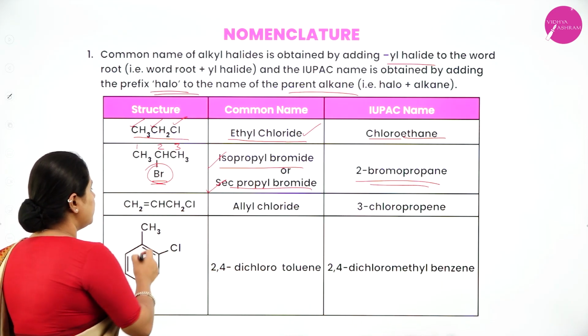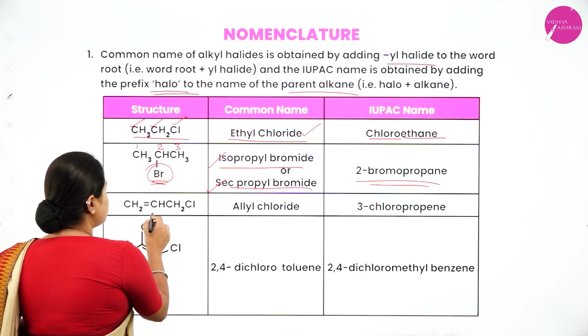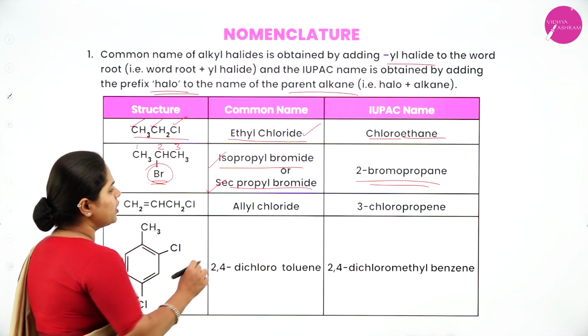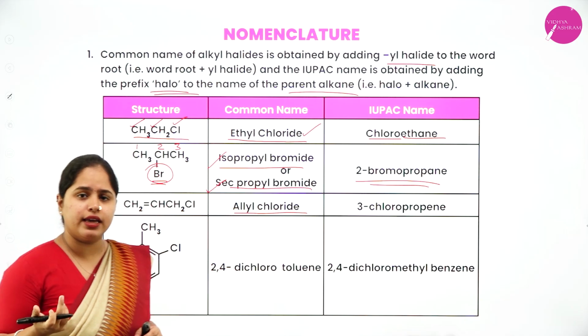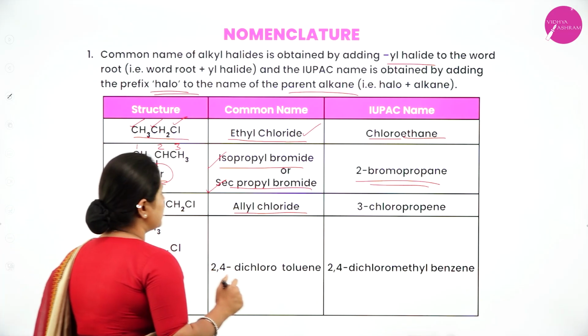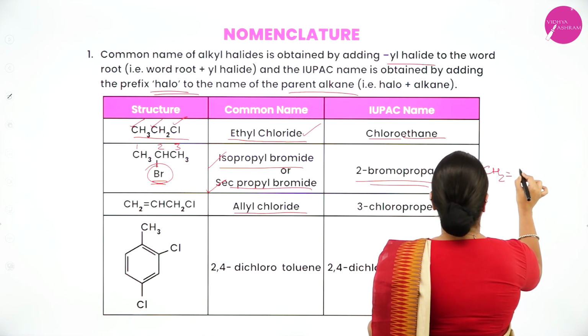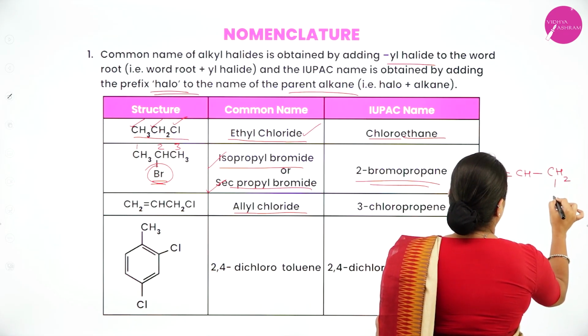Moving on to the next one, we have an alkene here, right? A double bond is present here. CH2 double bond CH, CH2 Cl. So as you can see, the common name is allyl chloride. Now what is this allyl? Allylic carbon, allylic halide. We have already studied this. I'll expand it and write CH2 double bond CH, CH2 Cl.